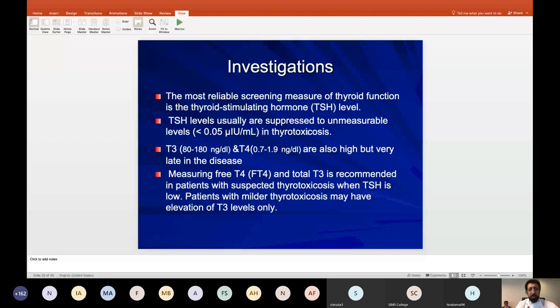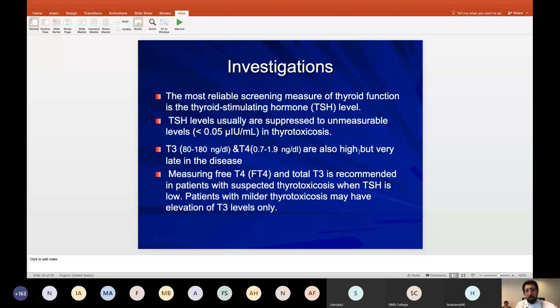And if you see the normal range of this TSH, it is usually between 0.4 to 4 micro-international units per milliliter. So when it's less than 0.05 or 0.04, this is a remarkable thyrotoxicosis. And here you can get a very fair amount of diagnostic clue that you are actually suffering from thyrotoxicosis.